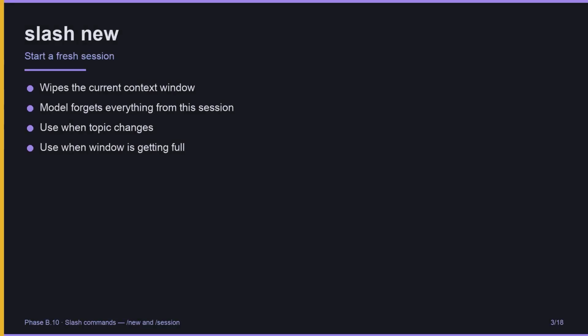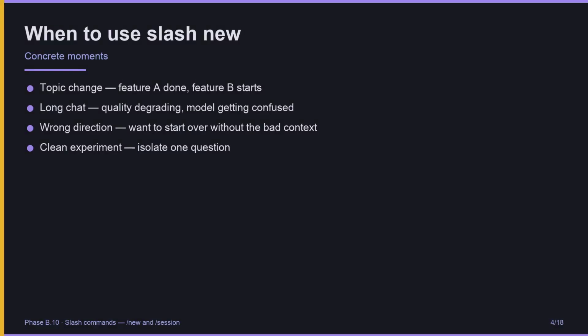/new starts a fresh session. It wipes the current context window. The model forgets everything from this session. Use it when the topic changes. You've finished talking about feature A, now you want to talk about feature B. Use it when the window is getting full. Long chats degrade in quality. Start fresh.